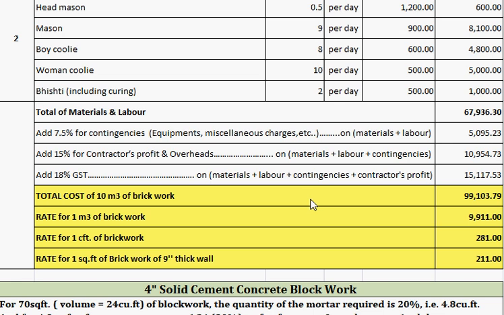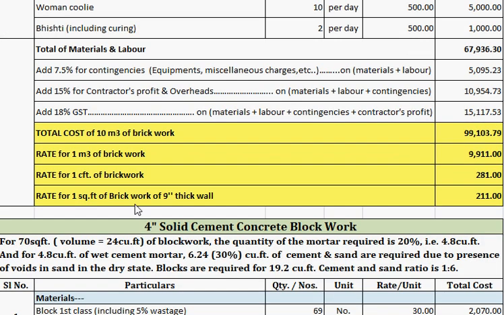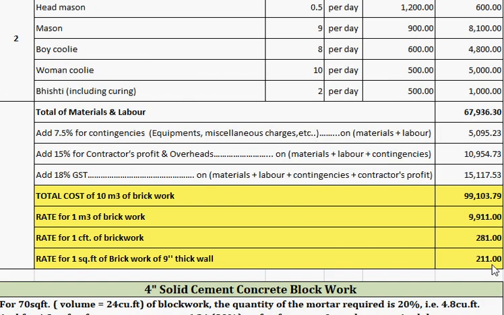Then rate for 1 square feet of brick wall of 9 inches thick wall is 211 rupees, because this is for 1 cubic meter of brickwork, and this is for 9 inches thick wall. So we have to multiply 281 by 0.75. We can get the value 211 for 1 square feet of 9 inches thick brick wall.